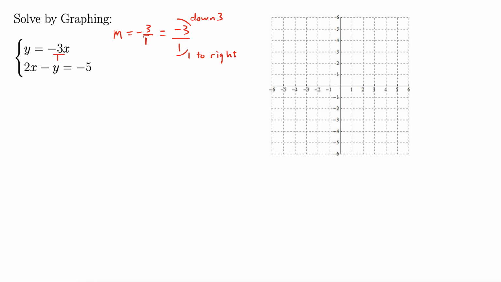Okay. And notice that there's nothing else here, so maybe you're saying, what's the y-intercept? There's nothing there. Well, when there's nothing here, there's really a hidden plus 0 hanging out here. So the y-intercept in cases like this is always 0.